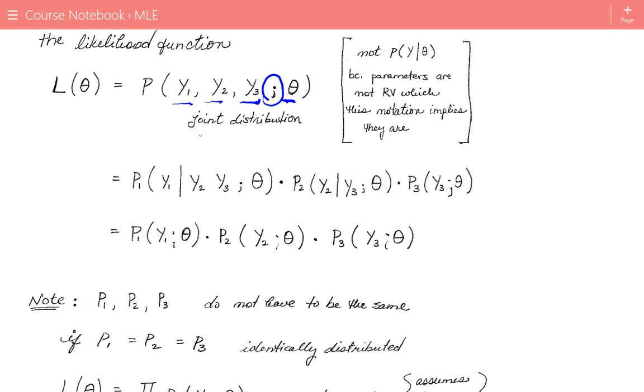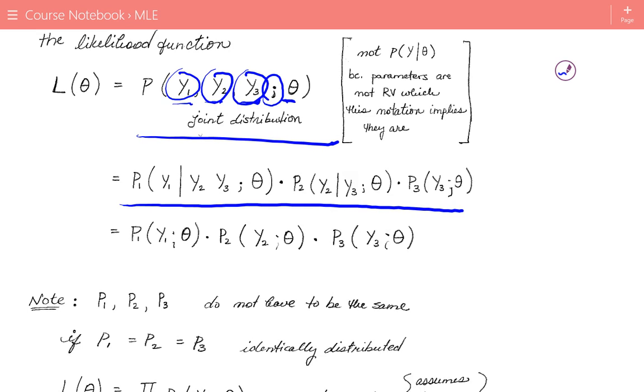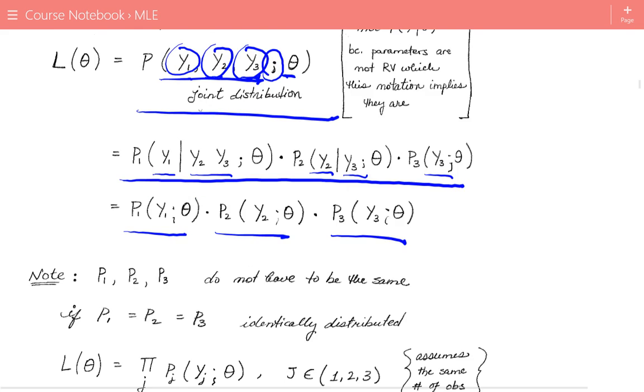So, since we said that y1, y2, and y3 are independent, then this joint distribution will break down. Well, at first we can break it down this way regardless of being independent. And that is to say that this joint distribution of y1, y2, y3 is the probability of y1 given y2 and 3 times the probability of y2 given y3 times the probability of y3. And since they're independent, they are really just the product of the marginal distributions. Probability of y1 times the probability of y2 times the probability of y3.